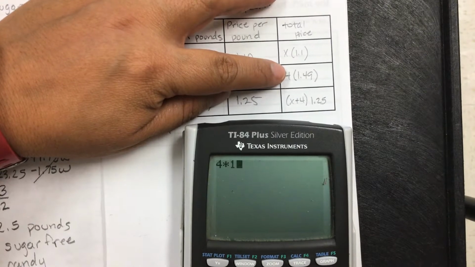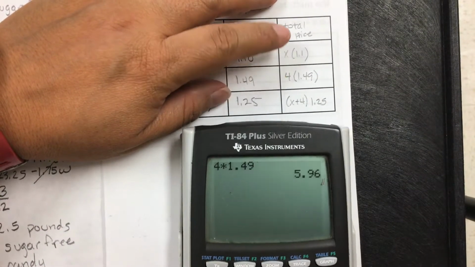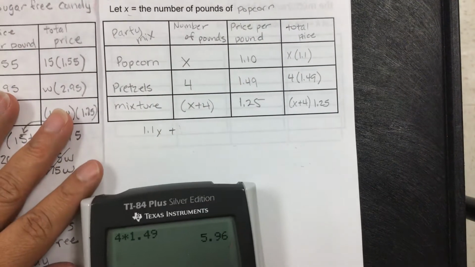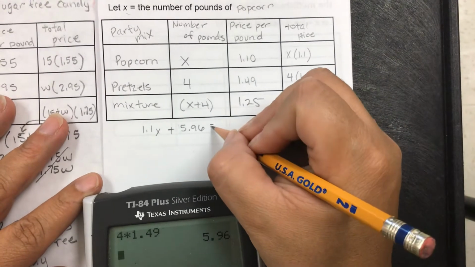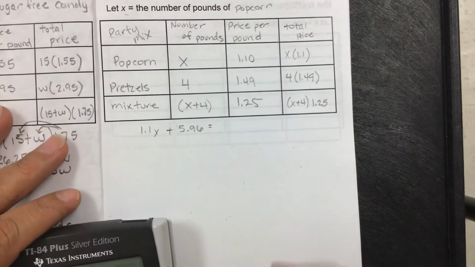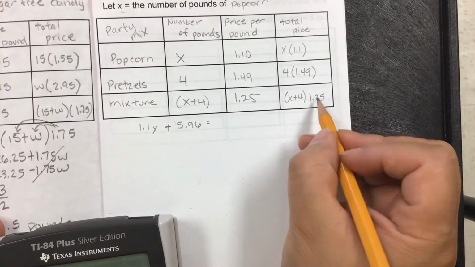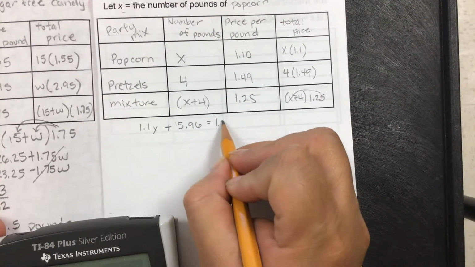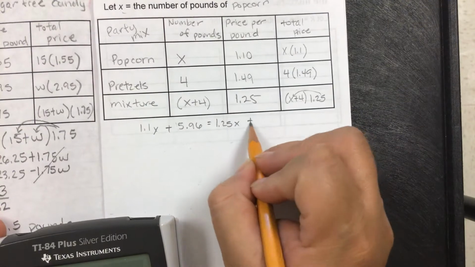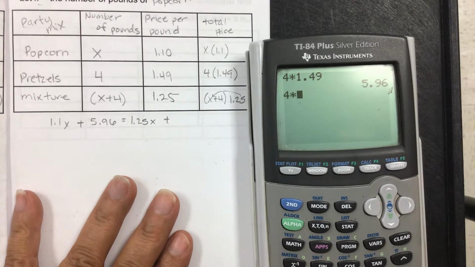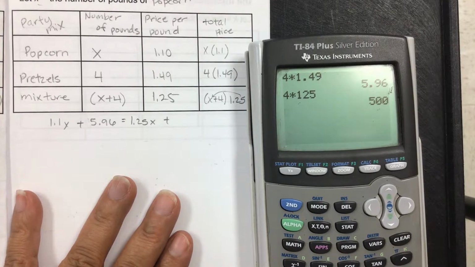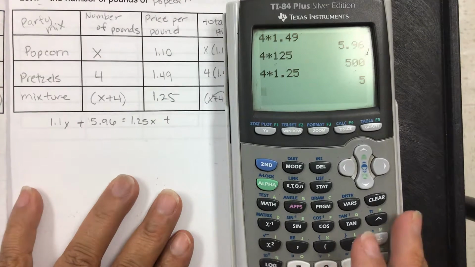4 times 1.49, it's 5.96. 5.96 is equal to, and we got to multiply this to the x, gives you 1.25x, and then 4 times 1.25. Oops, we'll clear that. 4 times 1.25 is equal to 5.